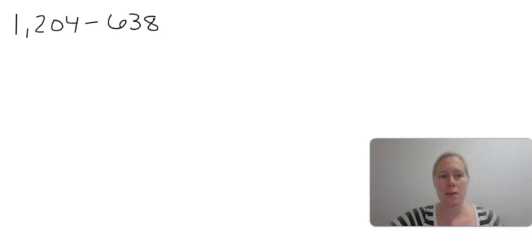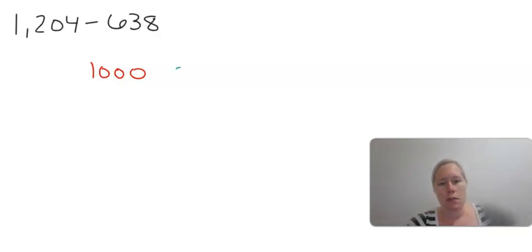We can use place value to subtract whole numbers as well. So I'm going to write my number in expanded form. So that's writing each digit in the place value it actually has. So I have 1,000. And then I have 200. And then I have 0 tens, and I am actually going to put a 0 there. And I have 4 ones.